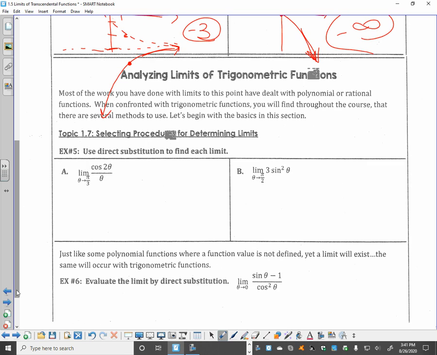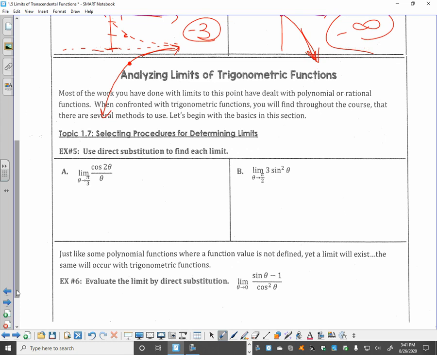All right, analyzing limits of trig functions. Most of the work you've done with limits at this point have dealt with polynomial or rational functions. When confronted with trig functions, which you will find throughout the course, there are several methods to use. You need to have unit circle in your toolbox. You need to have the graphs of the function in your toolbox, what sine and cosine look like, and tangent and cotangent. Those are the 4 big ones.